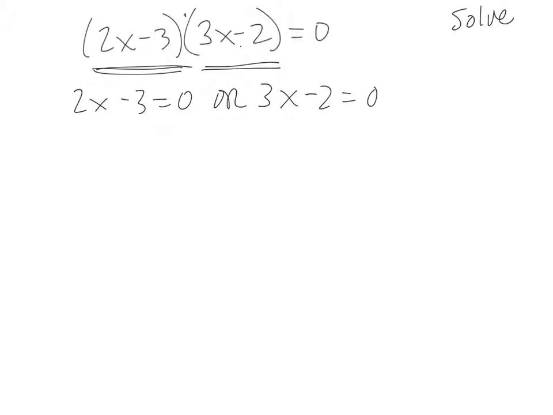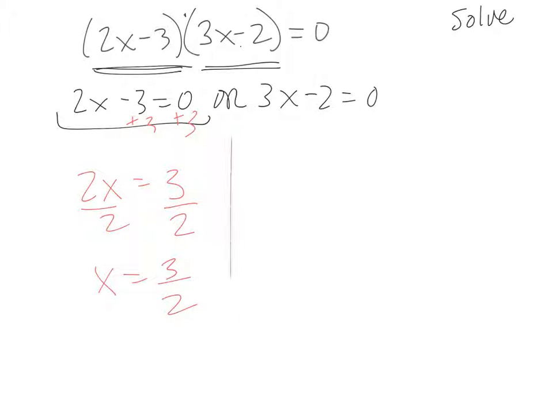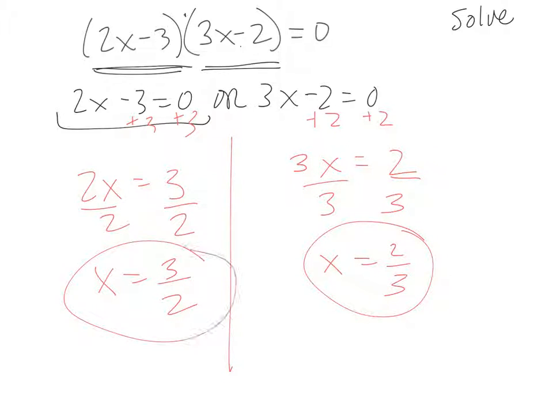And then this is a linear equation, so I'm going to add 3 to both sides. So I'll get 2x is equal to 3, and then divide by 2 on both sides. So I'll get x is equal to 3 halves. So that's one answer. Then on this other one, same thing. Add 2 to both sides. I get 3x is equal to 2. Divide by 3 on both sides. So I get x equals 2/3. So those would be my two answers.